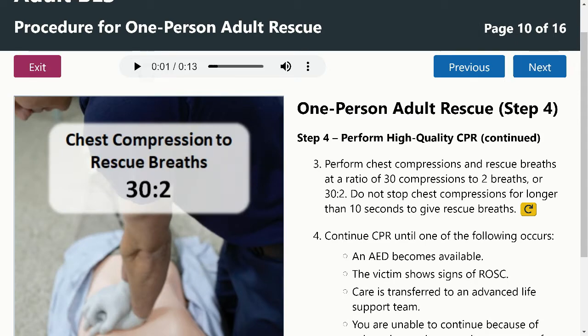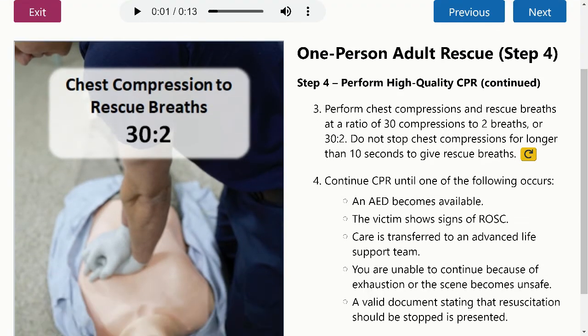Step 3: Perform chest compressions. Perform chest compressions and rescue breaths at a ratio of 30 compressions to 2 breaths, or 30 to 2. Do not stop chest compressions for longer than 10 seconds to give rescue breaths. So do your 30 compressions, then you'll give your 2 breaths. Your 2 breaths should not take longer than 10 seconds.